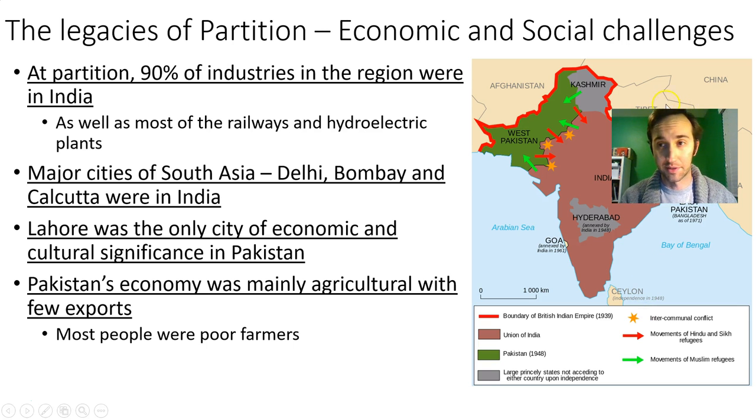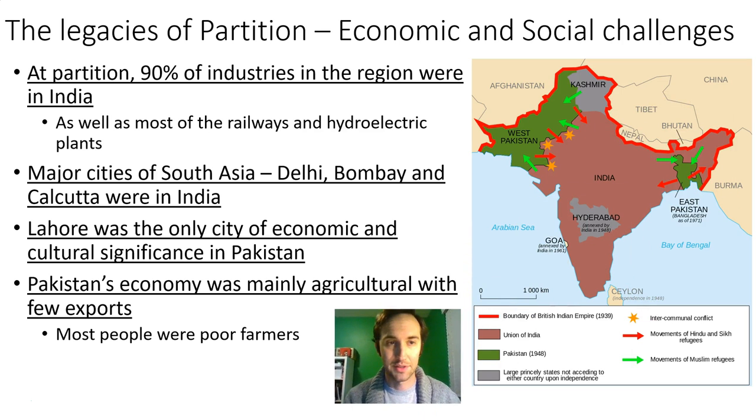The legacies of partition. So let's start with economic and social challenges. At partition, the split, 90% of all the industries in this region here in the map were in India proper, as well as most of the railways and hydroelectric plants. So most of the stuff that's going to help your economy is in India. Most of the major cities, Delhi, Bombay, Calcutta, they're in India too. And so Pakistan's at a clear disadvantage when it just comes to industry.